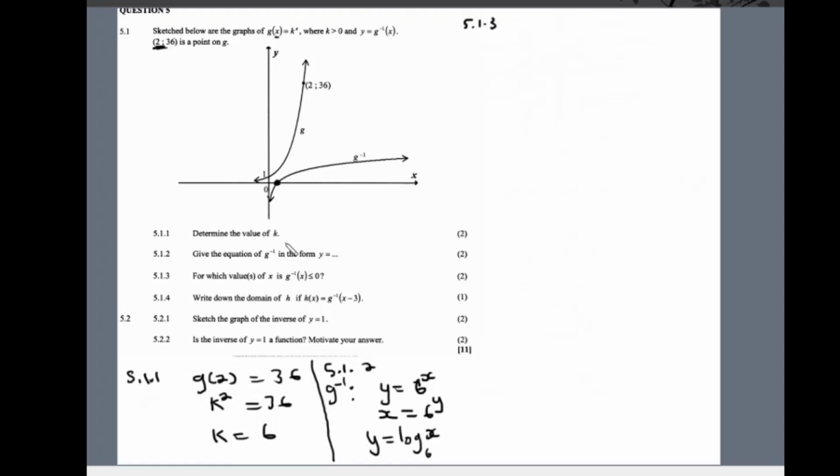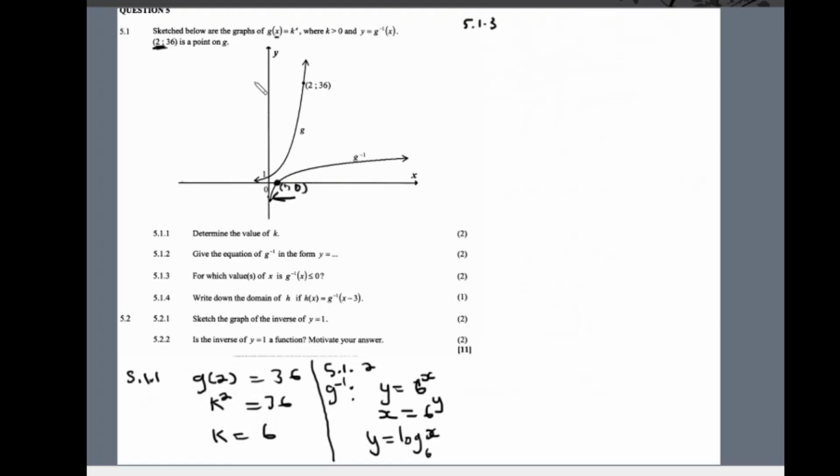That is the x-intercept, right? Now to determine the values where g of x is less than 0, you'll have to see where the graph of g lies below the x-axis. It lies below the x-axis moving from this point (1, 0) going to the left, right?